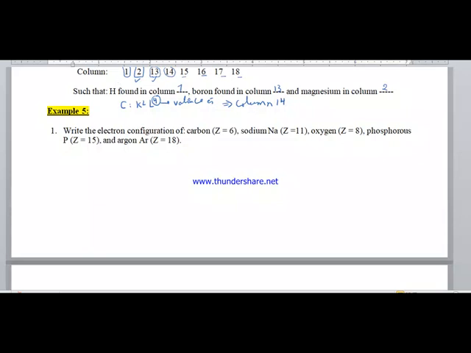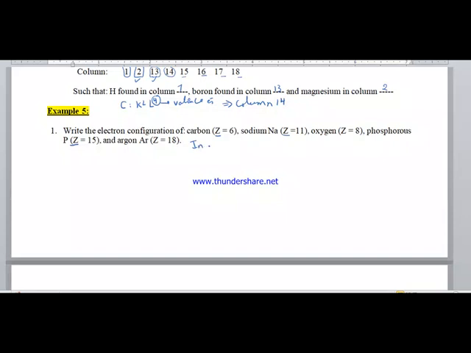Okay, let's start now by solving some exercises or examples about determination of the position of the element in the periodic table. In this example number 5, write the electron configuration of the following elements or atoms: carbon, sodium, oxygen, phosphorus, and nitrogen. To write the electron configuration, we must know the number of electrons in each one. From the atomic number Z, we deduce how many electrons.